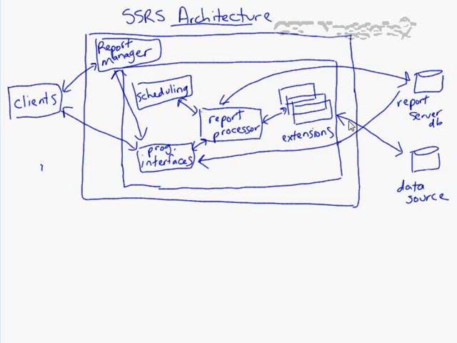We also have here extensions, which is essentially a .NET assembly, and it's invoked by the report processor. Now there's several types of extensions, for example, delivery, data processing, rendering, security, and so on.